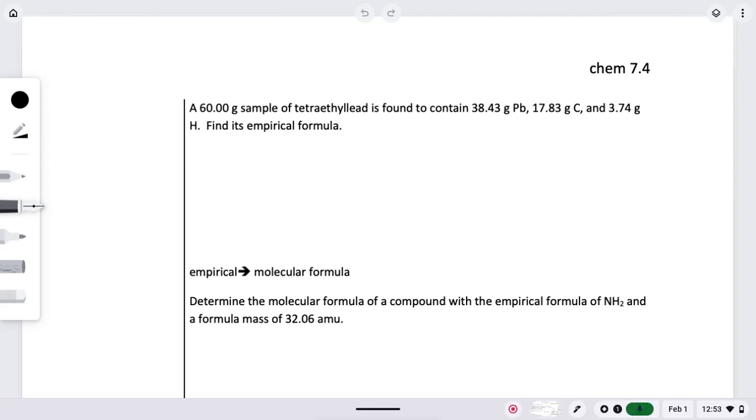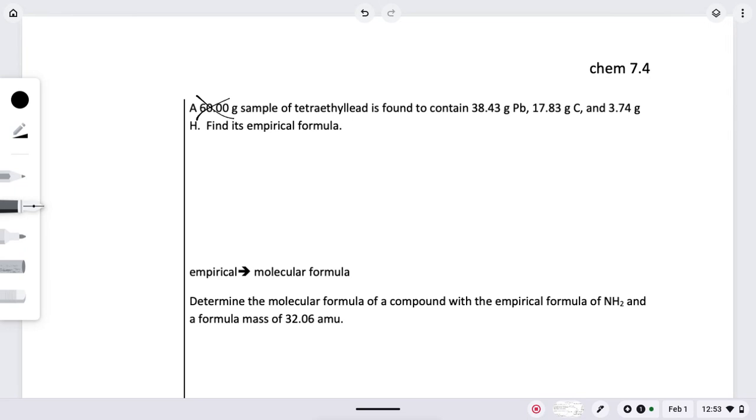All right, so this is that second video for those section 4 notes, chapter 7 of chemistry. And we're going to start with this tetraethyl lead example here. So this 60 that it gives you is actually just useless information. So you got to learn to ignore some things, because if you added the 38.43, the 17.83, and the 3.74, you'd get 60.